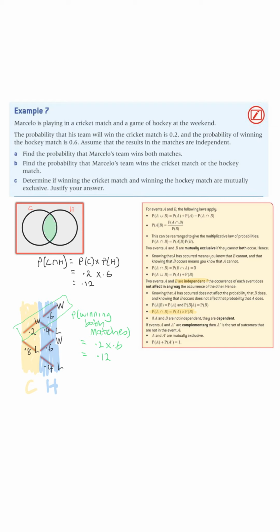Okay, so we've got the same answer. We got the same answer, right? We're using the formula. We can see it in the Venn diagram, and you can see it on the tree. Okay, so that's A. Now let's have a look at B.